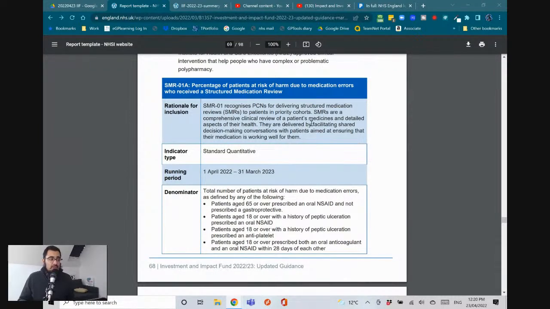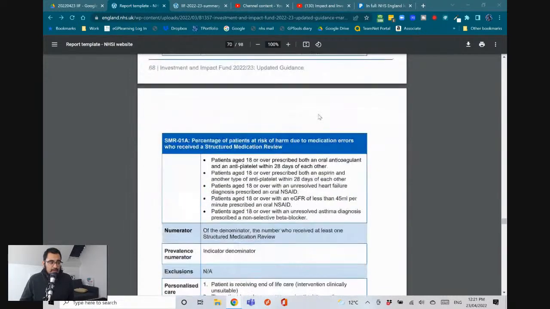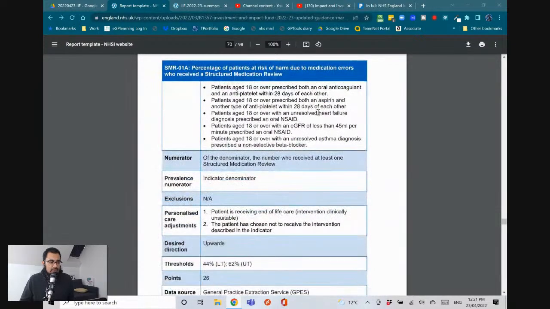Percentage of patients at risk of harm in medication areas who have received a standard structured medication review. So it's a standard quantitative one. Your denominators are those criteria that many of you should be aware of: patients aged over 65 prescribed an NSAID and not on a PPI; patients over 18 with a history of peptic ulcer disease prescribed an oral NSAID; patients over 18 with a history of peptic ulceration on antiplatelet; patients 18 or over prescribed oral anticoagulants. Basically, it's a massive list of things, but you should hopefully already have your pharmacist doing this, because it has been a long-standing one.